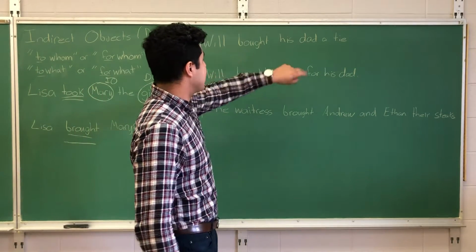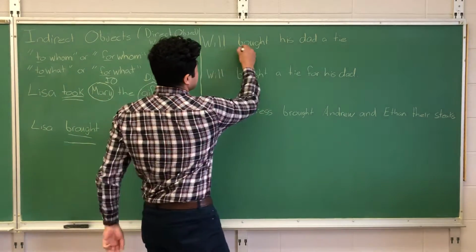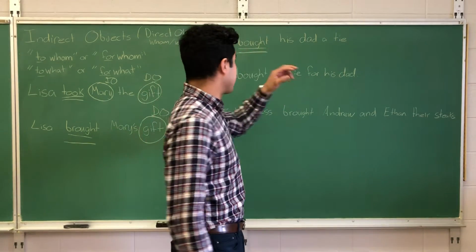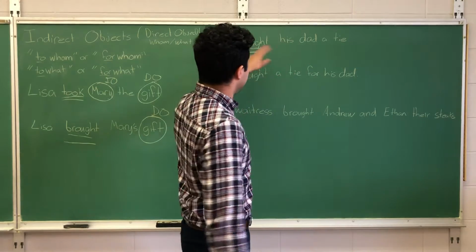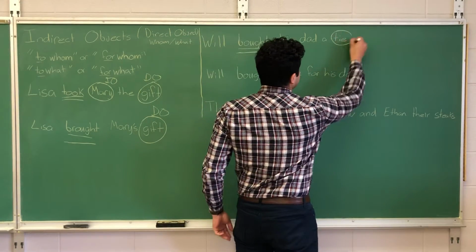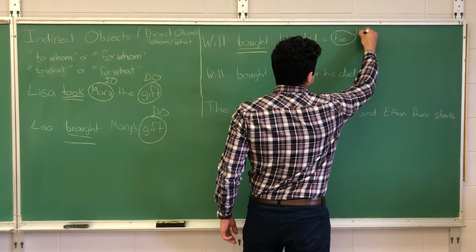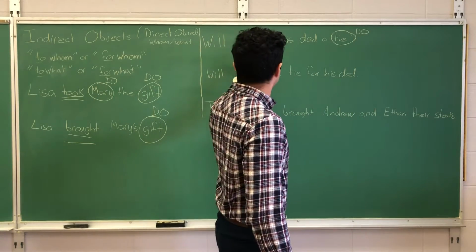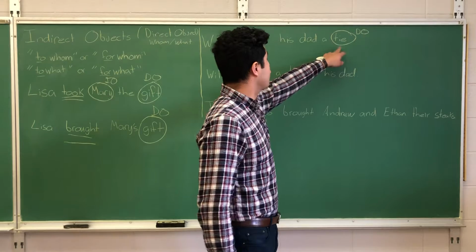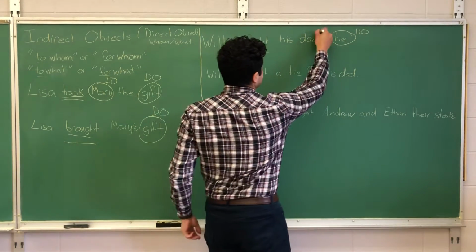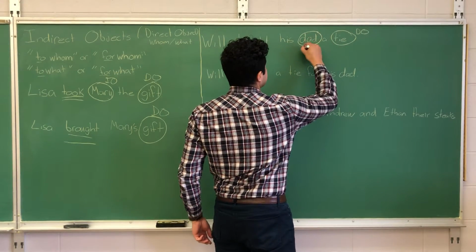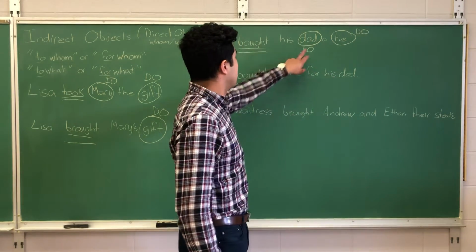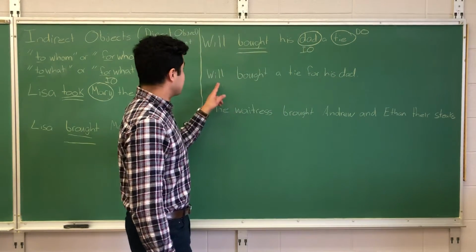Will bought his dad a tie. So Will is the subject, bought is the action verb. So first we're going to look for the direct object. Will bought what? Will bought a tie, okay? So we've got our direct object. So now we can look for an indirect object. Will bought tie, Will bought what? He bought a tie. To whom or for whom? For his dad. And that's the indirect object. I'll write it down here. Indirect object. All right.